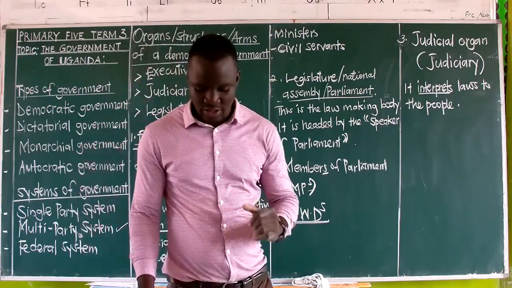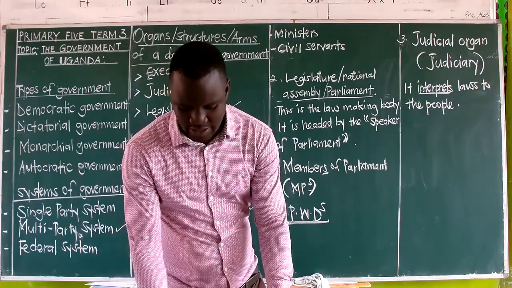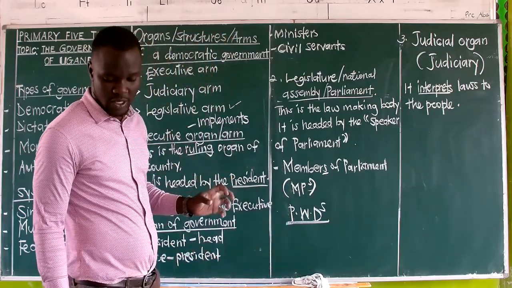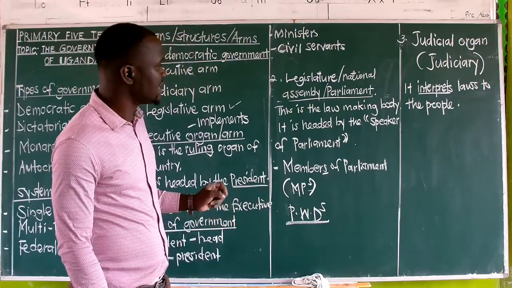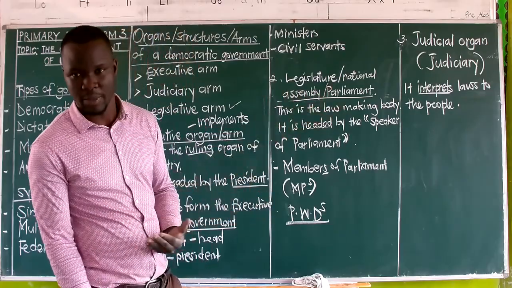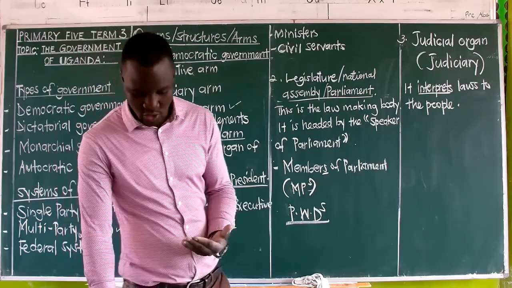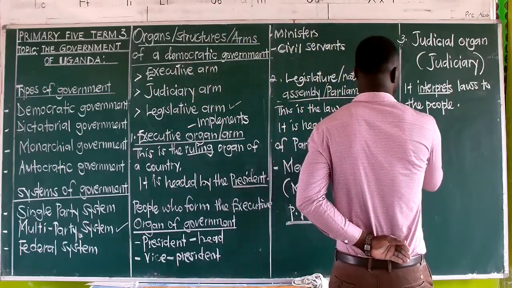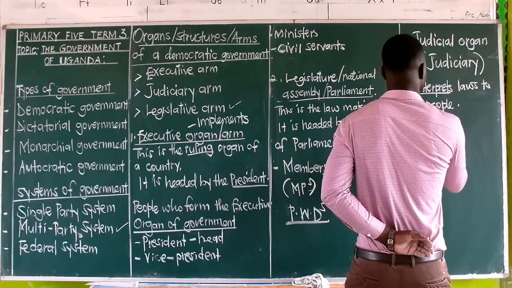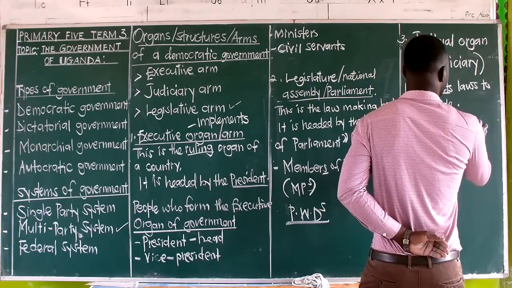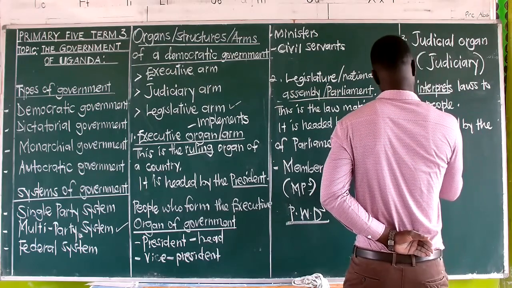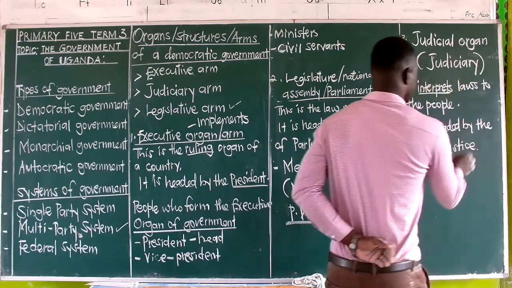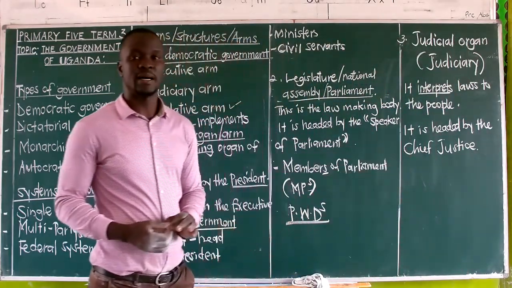There is some correction that you need to make there. This one says it's a law implementing body. Implementing is supposed to be by the executive. So we are going to cross that. Then we say it interprets laws to the people. That one is to interpret, not to implement. And then we are saying it is headed by the Chief Justice. That is the title given to the person who heads it.